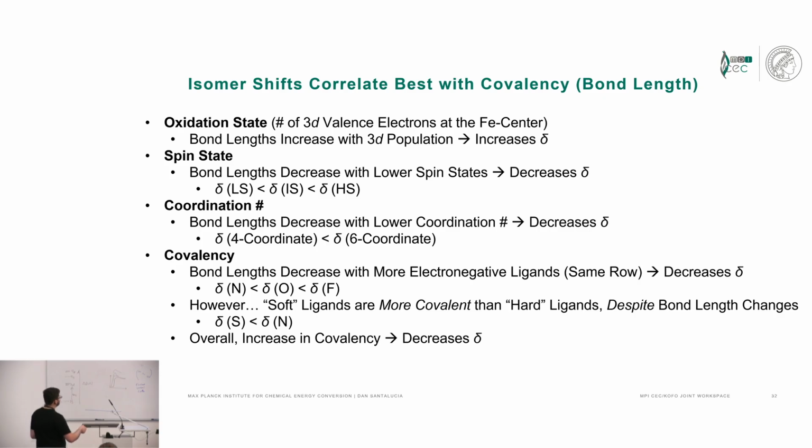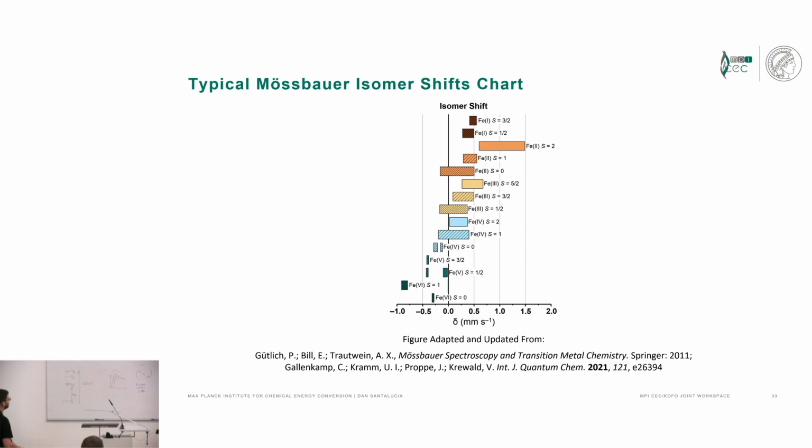But soft ligands like sulfur are actually more covalent with iron than hard ligands like nitrogen. So even though the iron-sulfur bond length is longer, it's actually more covalent. So don't just take the bond length too literally. It's truly about covalency. Overall, an increase in covalency leads to a decrease in the isomer shift. That's the key. And so you can come up with these types of charts.